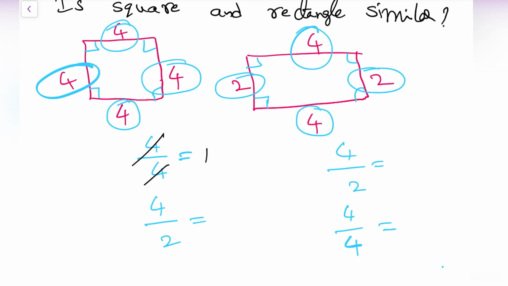4 cancel, so the answer will be 1. 2 1s are 2, 2s are 2, 4 cancel, 1. In this case all the four answers are not equal to each other, so we can conclude that the square and rectangle are not similar, because the corresponding sides ratio is not equal. That's why a square and a rectangle are not similar.